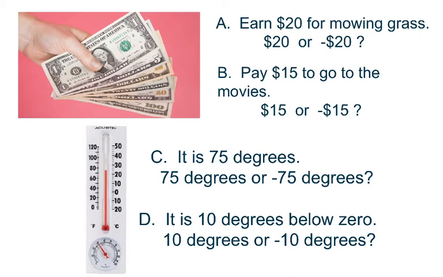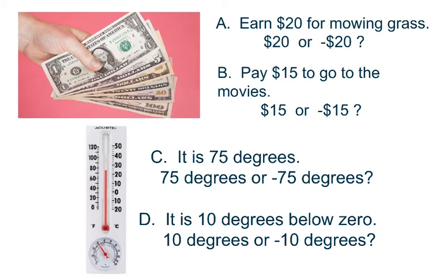Let's look at a couple more examples where positive and negative numbers can be used in real-world contexts. A and B give us situations when dealing with money. A, you earn $20 for mowing grass. Would that be a positive $20 or negative $20? B, you pay $15 to go to the movies. Would that be a positive $15 or negative $15? Circle the numbers you think are correct.